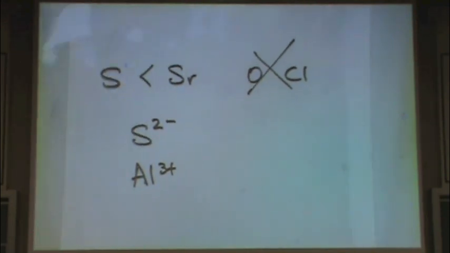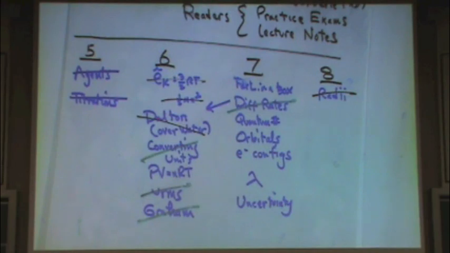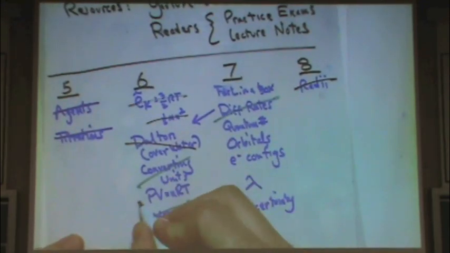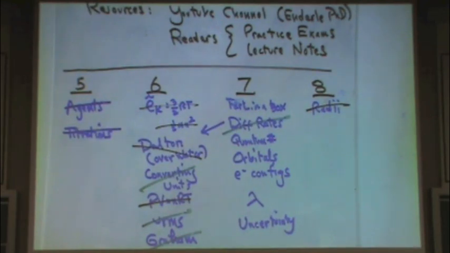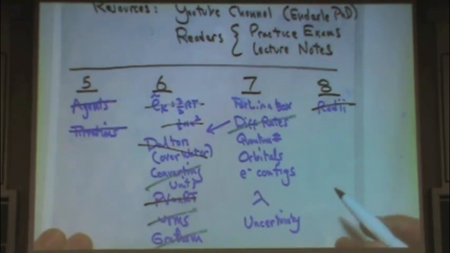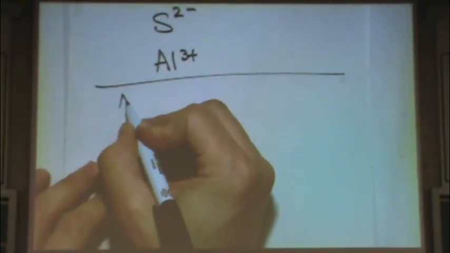Okay, let's go back. Here we go. Okay, chapter 7. Here we go. This chapter should be easy. I know it doesn't feel that way when you first learn it. Okay, let's do the uncertainty principle first. Okay, for the uncertainty principle, here's the equation you'll be given.